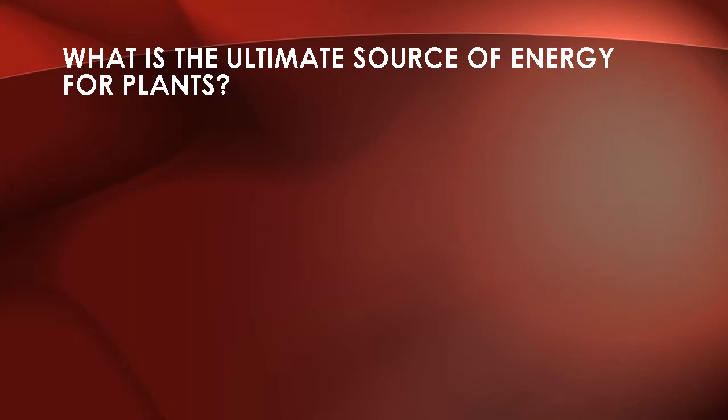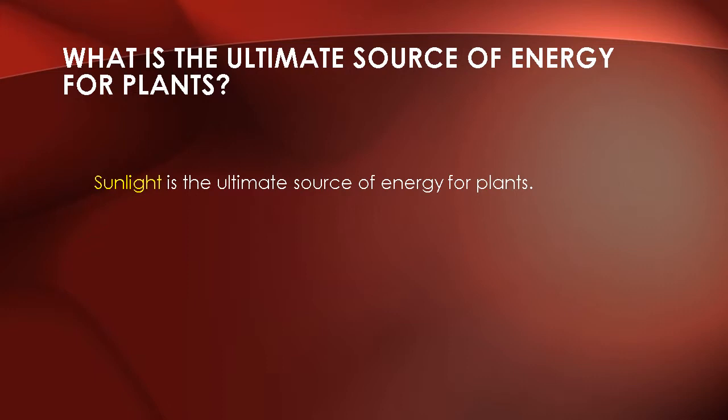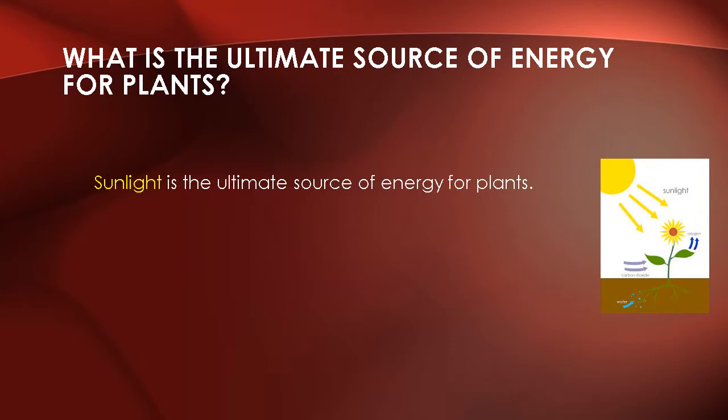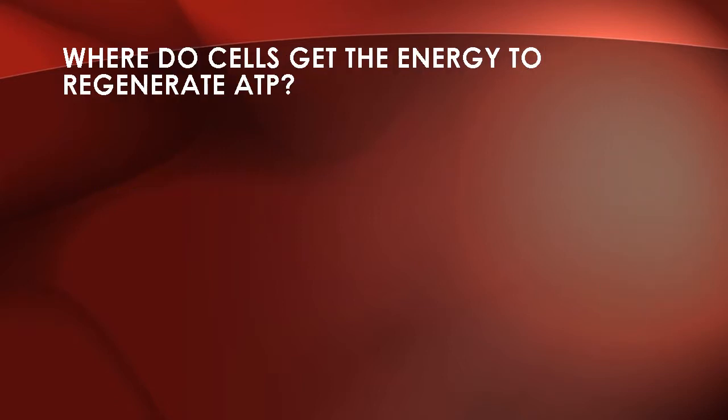What is the ultimate source of energy for plants? Sunlight. Sunlight is the ultimate source of energy for plants. As you can see, plants are autotrophs and they make their own food in the presence of sunlight by utilizing water via the root, and they absorb CO2 from the environment, and oxygen is released in the process.